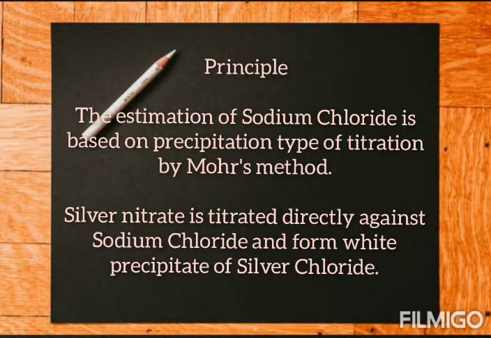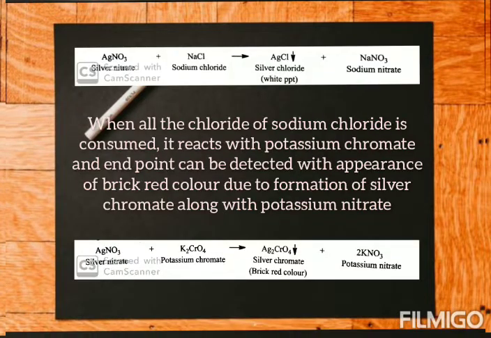Principle: the estimation of sodium chloride is based on precipitation type of titration by Mohr's method. Silver nitrate is titrated directly against sodium chloride and forms a white precipitate of silver chloride. The reaction is: silver nitrate, when reacted with sodium chloride, gives silver chloride precipitate and sodium nitrate.